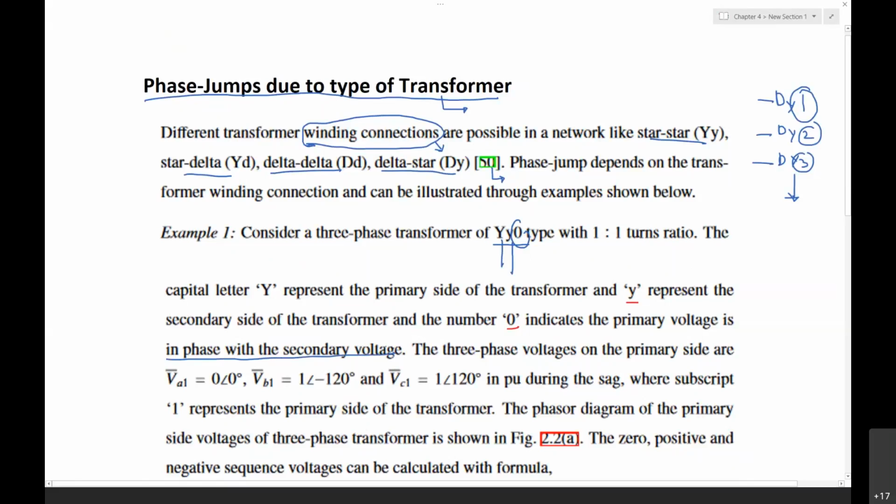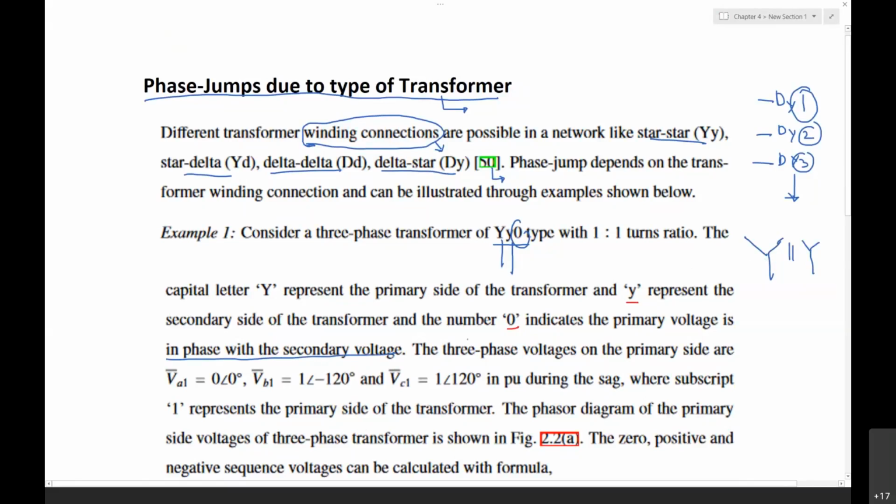Now we have a Y-Y three-phase transformer, and there is no neutral over here. There is no neutral grounded also. It is an ungrounded transformer, ungrounded on both the secondary side and the primary side.